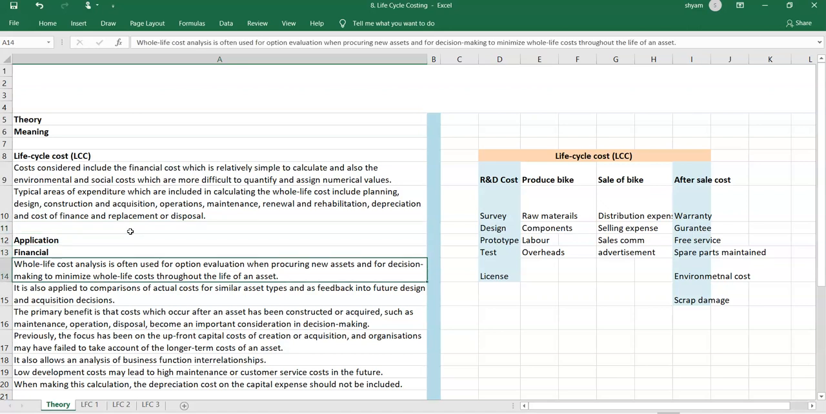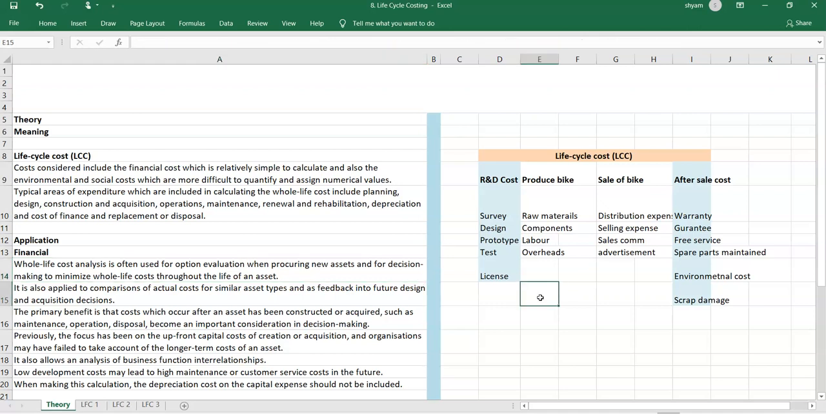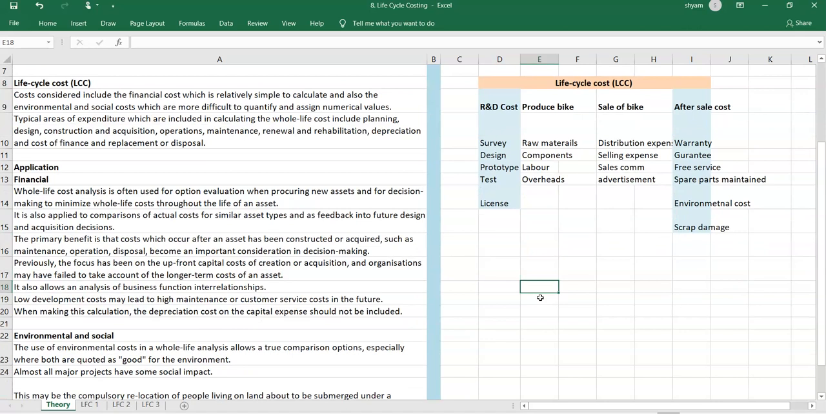So where can life cycle costing be applied? Whole life cost analysis is often used for option valuation when procuring new assets and for decision making to minimize whole life costs throughout the life of an asset. Where else can we use this? We can use life cycle costing in any decision making also.